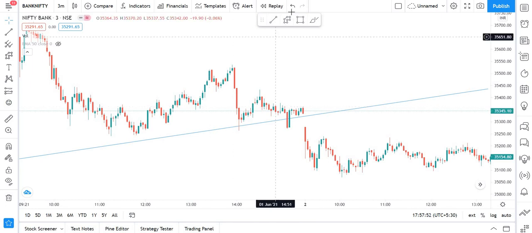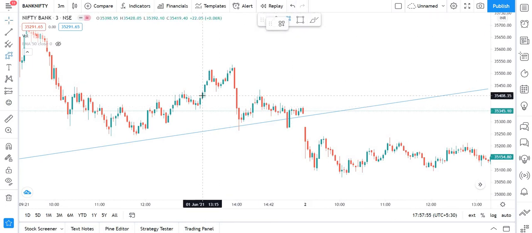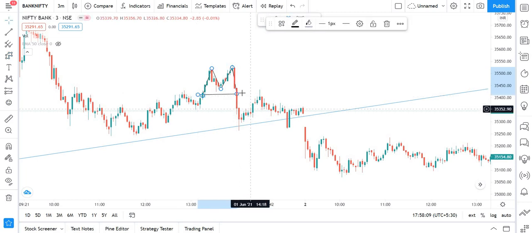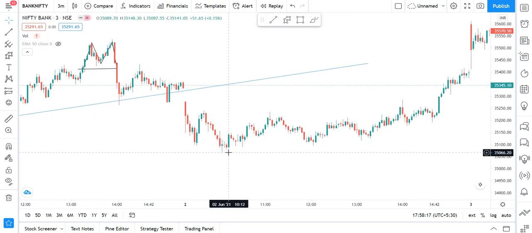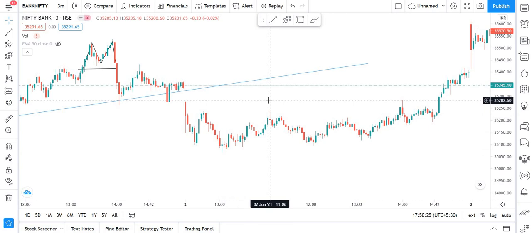So again, this looks like another time the pattern has been made. Again, a shorting opportunity here. We went short at 35,412 to the low made here, 35,066. So this time 60 points captured. So I hope now you understood how well this pattern works. I think you guys are now satisfied looking at this. So this works brilliantly in the Nifty Bank and the Nifty 50.